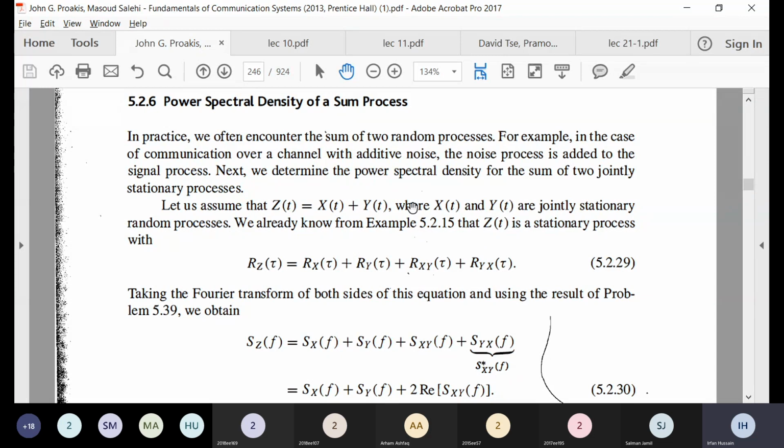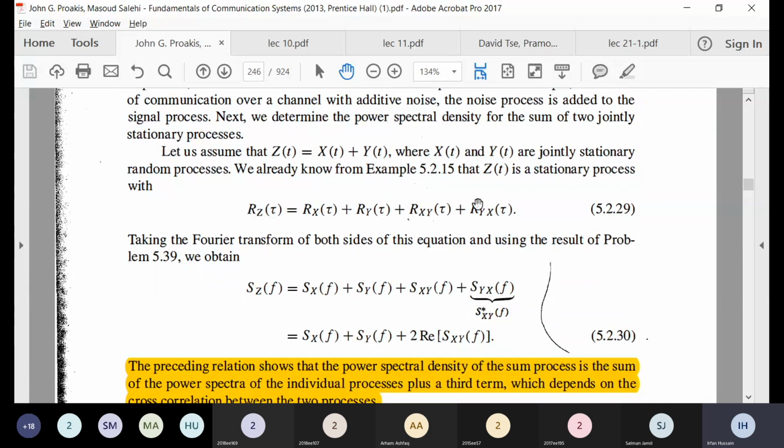Many times you have sum processes. For example, a signal is added with a noise, just for the sake of simplicity. In that case, we already did an example that for this sum process, the autocorrelation comes out to be autocorrelation of x, autocorrelation of y, autocorrelation of xy, and autocorrelation of yx, as we saw in the last lecture. So if I just take its Fourier transform, this becomes S_x, this becomes S_y, this becomes S_xy, this becomes S_yx.